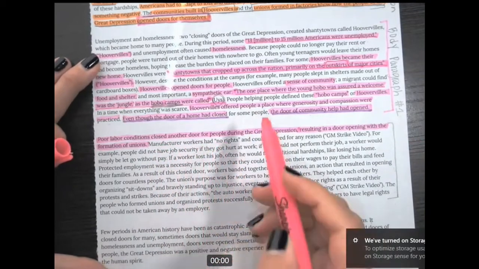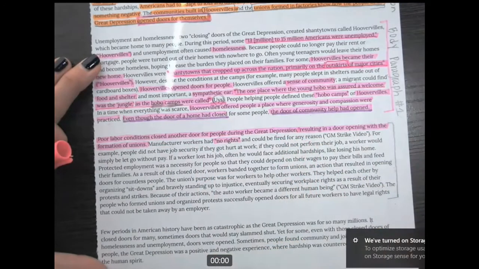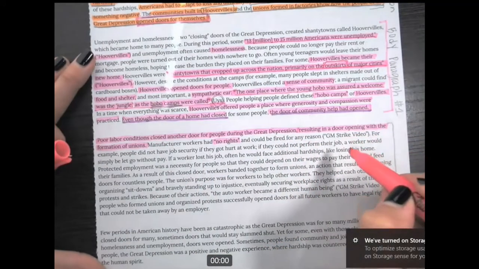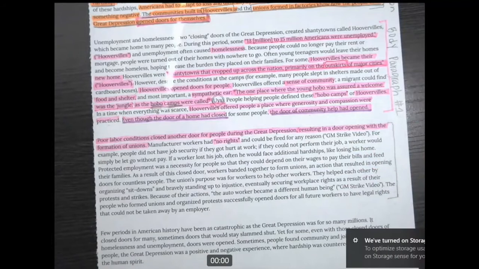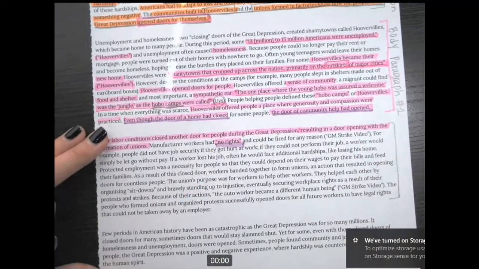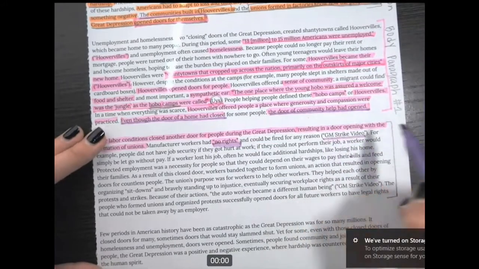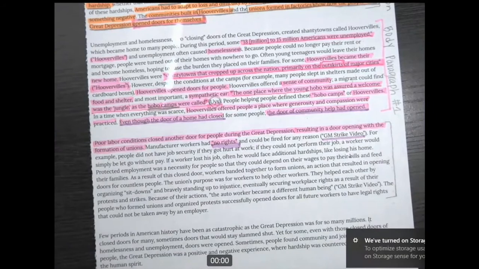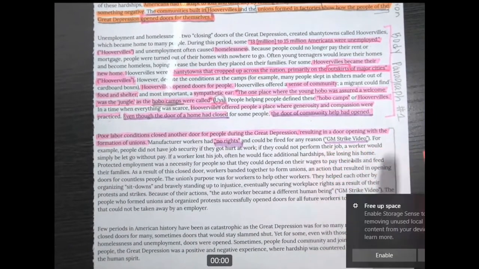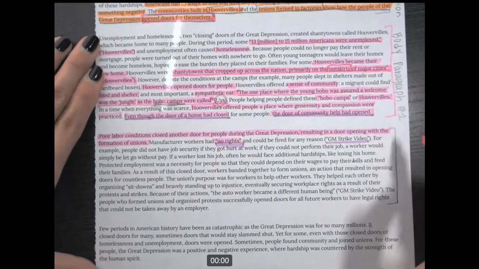Manufacturer workers had no rights and could be fired for any reason. So, this tiny piece of evidence right here, no rights, was found in the GM sit-down strike video. I don't know if you remember, boys and girls, that I showed you a video on YouTube, and it was called the General Motors sit-down strike. So this was something that was said in the sit-down strike video.